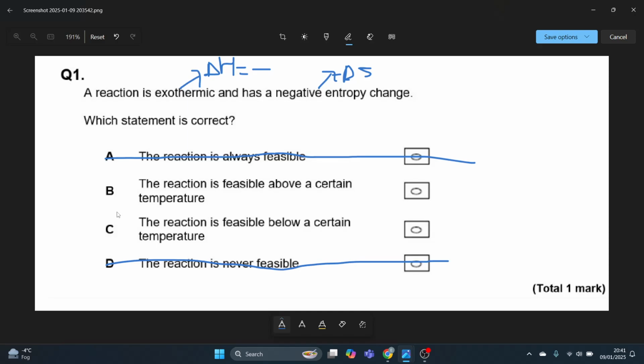If you think about it, delta G is delta H minus T delta S. We know delta H is negative because it's exothermic. We also know entropy change is negative, so we're doing a negative number minus T delta S, temperature times delta S, another negative number. So the answer is the reaction is feasible below a certain temperature. And these types of things with reactions, exothermic and negative entropy change, I'd recommend just learning them off beforehand.